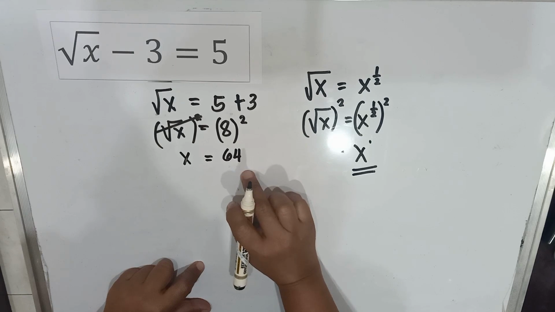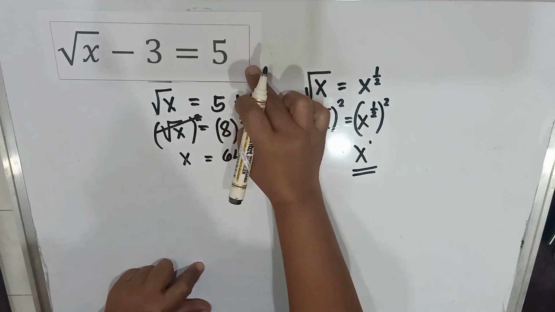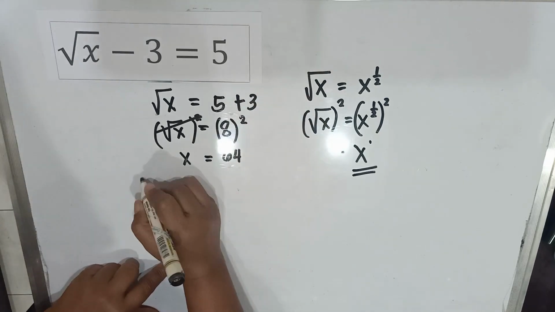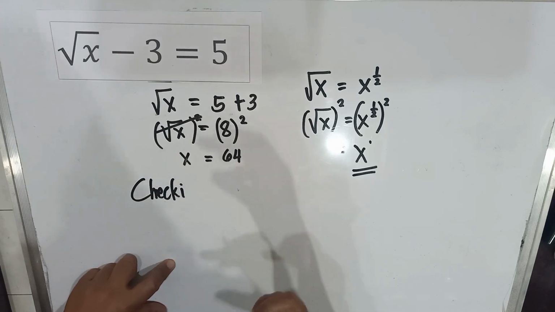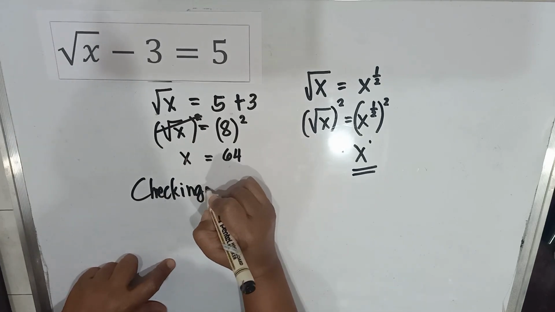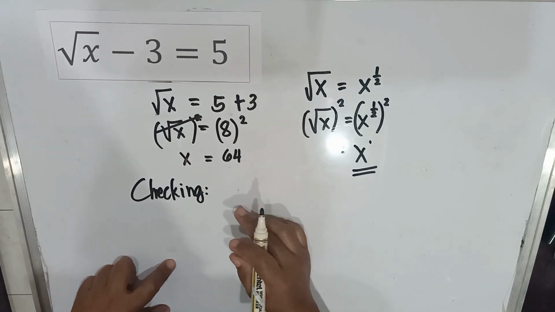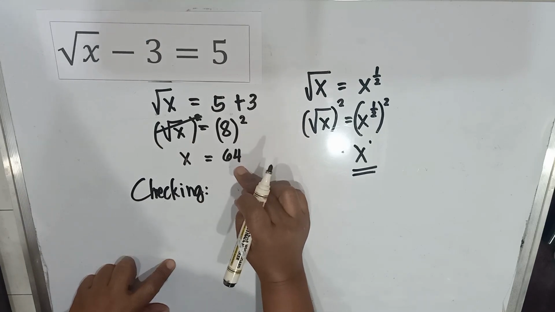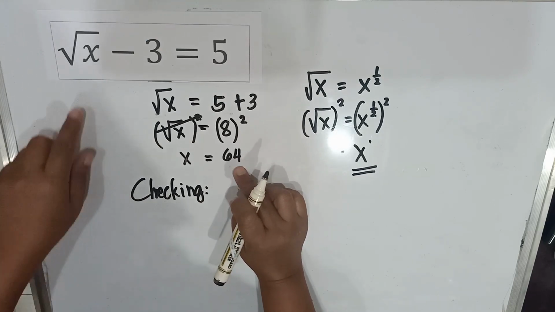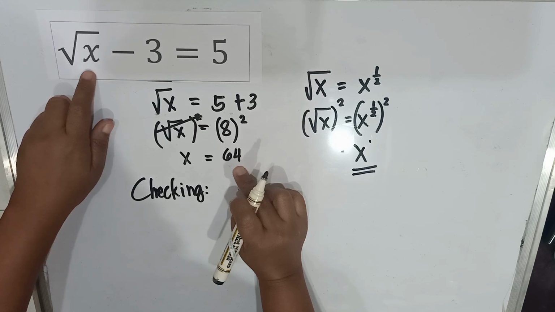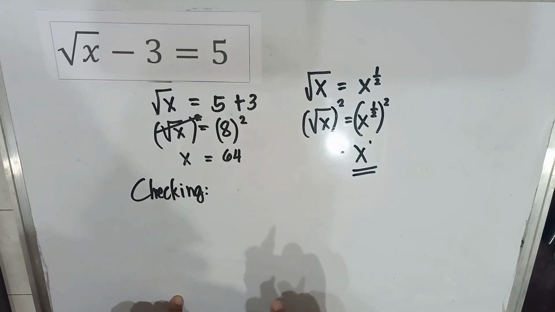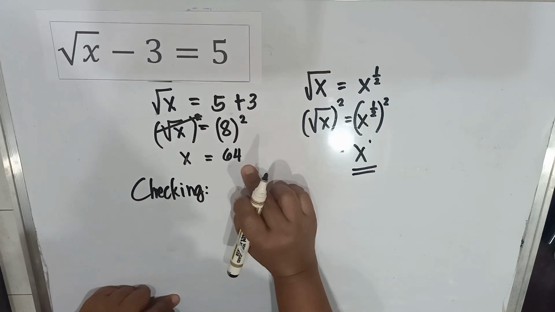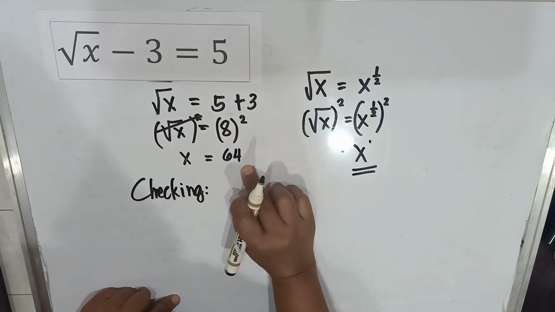Now, we are not going to conclude yet that this is the solution to this equation. Why? Because it is really a must that we do the checking. How are we going to do that? We are going to substitute the value of our x into this equation. If the resulting equation makes a true statement, then x is really equal to 64.